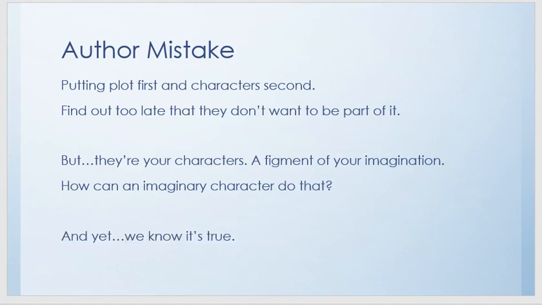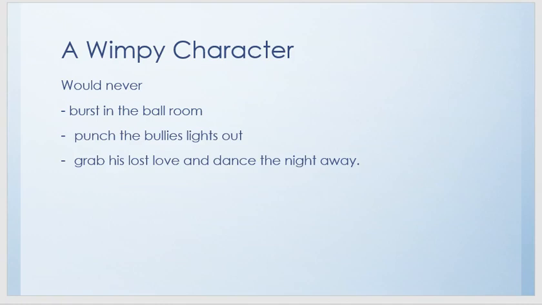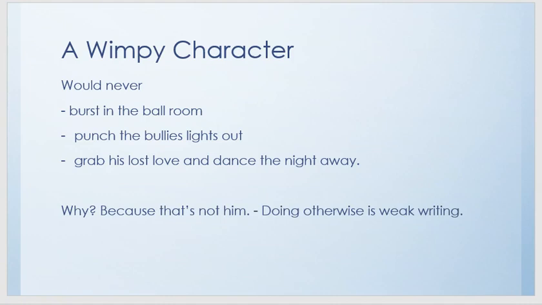And yet you know that it's true. For example, take a wimpy character. I could never imagine him bursting into a ballroom, punching the bully's lights out and then grabbing his lost love and dancing the night away. You know yourself that wouldn't be them, because it's weak writing. If you had a wimpy, weak kind of character, and he knows that the bully is inside dancing with the love of his life, he's going to come to that door and make a decision. Oh, if I go in here, what's going to happen? Am I going to get punched out?